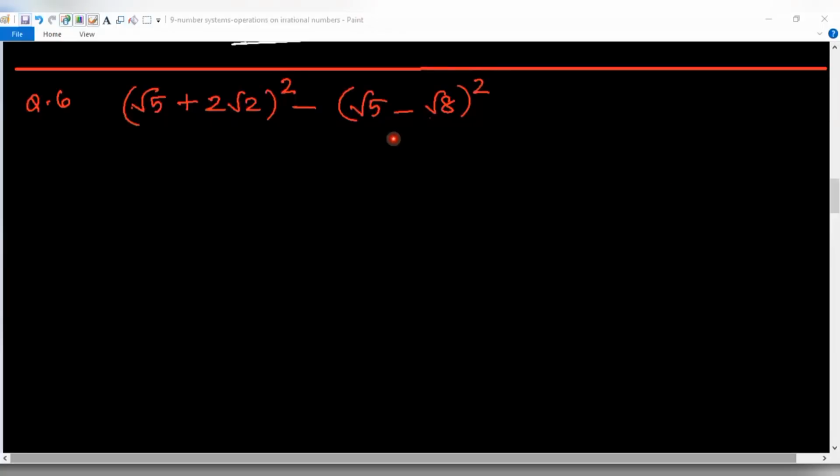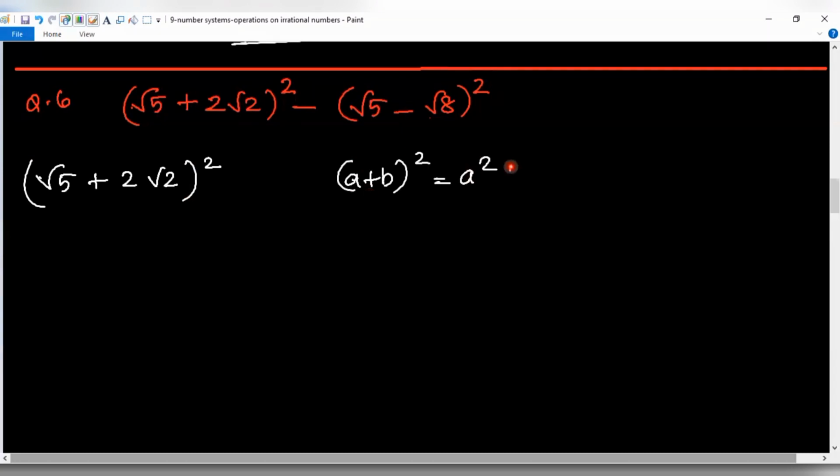This is the last question in our video. See here, we have root 5 plus 2 root 2 the whole square minus root 5 minus root 8 the whole square. So we have to split it. Split in the sense we have to do this first. So first we have to find what is root 5 plus 2 root 2 the whole square. See, this is same as an identity, right? This is a plus b the whole square, which is a square plus 2ab plus b square.